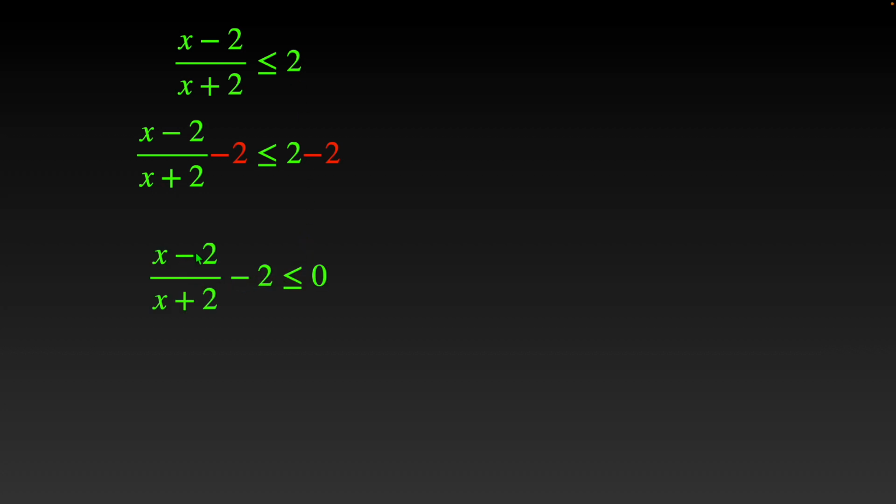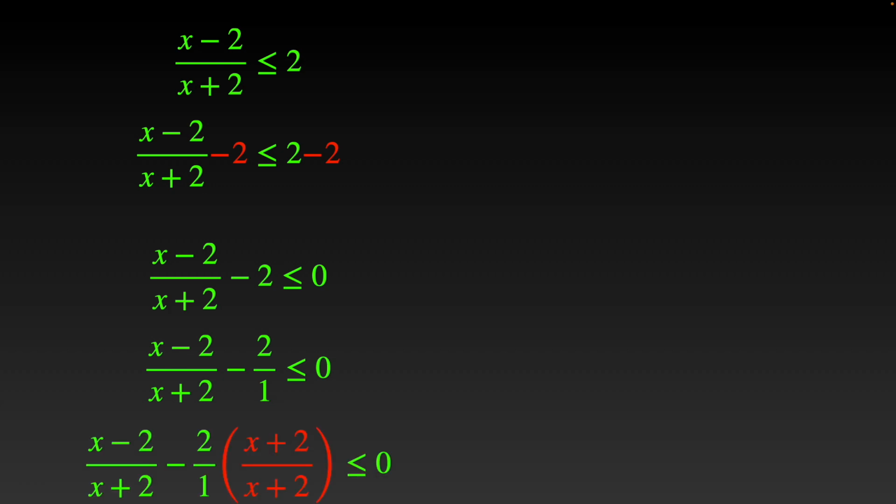And now we can combine these two. Let's write 2 as a fraction over 1. And in order to combine these two, we need to have a common denominator. Right now we have x plus 2 and 1. Our common denominator is going to be x plus 2. That means we need to multiply 2 by x plus 2 and also 1 by x plus 2. Just like this. When we do that, we get the following.